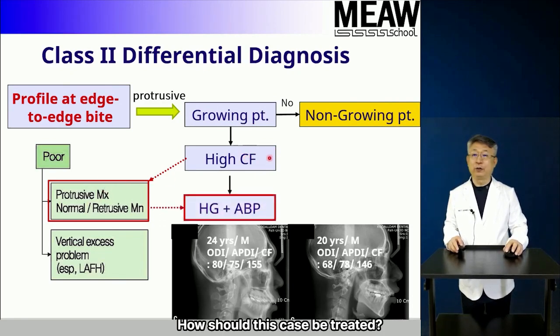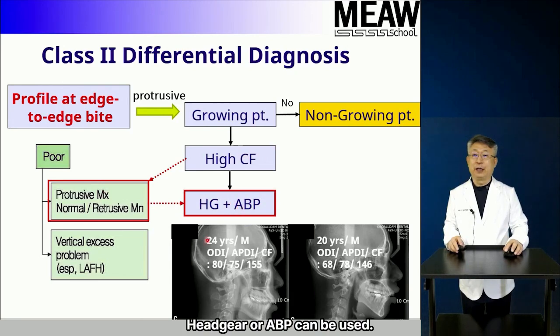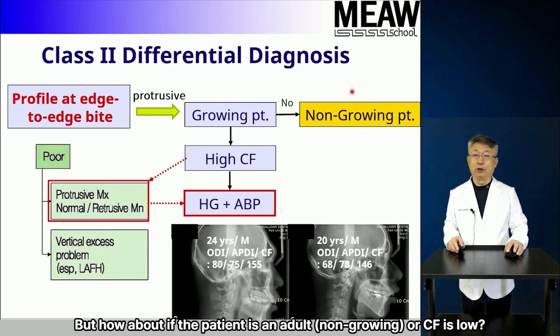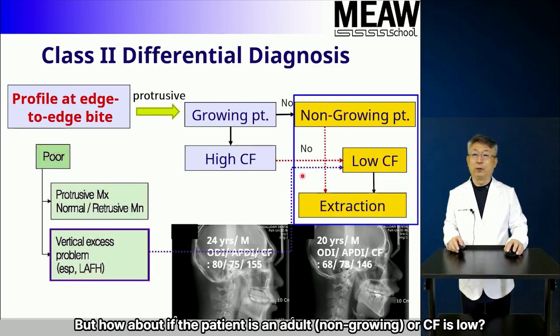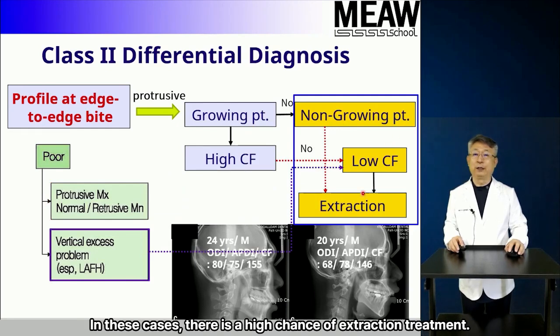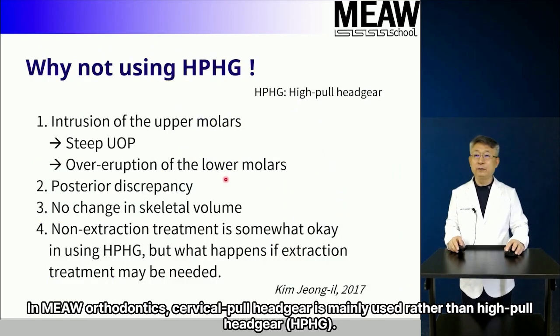How should this case be treated? Headgear or ABP can be used. But how about if the patient is an adult, non-growing, or CF is low? In these cases, there is a high chance of extraction treatment. In MEAW orthodontics, cervical pull headgear is mainly used rather than high-pull headgear, HPHG.